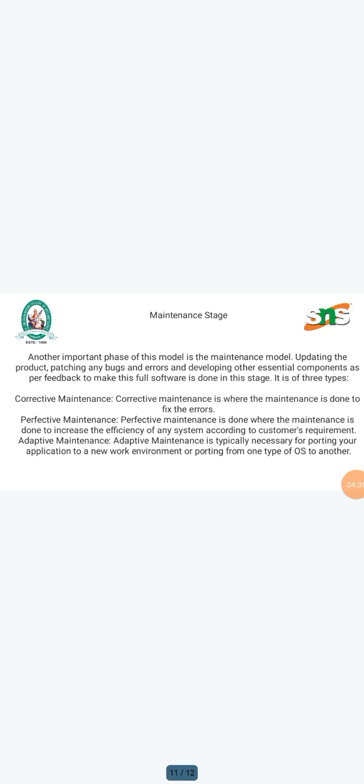It is of three types. Corrective maintenance, where maintenance is done to fix errors. Perfective maintenance, where maintenance is done to increase the efficiency of the system according to customer requirements. Adaptive maintenance, which is typically necessary for porting your application to a new work environment, or porting from one type of OS to another.